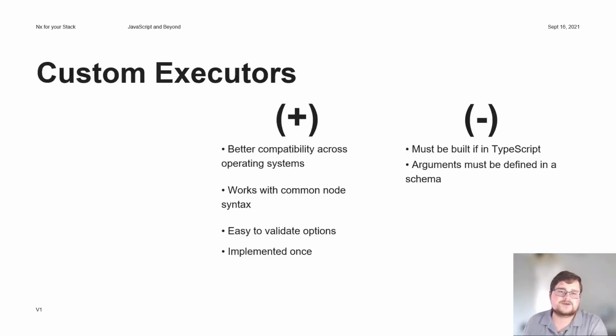Now, on the cons, we do have that the project has to be built before it can be run. We already addressed this a little bit in our demo where we added target dependencies to make sure that happens. And then the other one is that your arguments must be defined in a schema. So that's kind of a double-edged sword, right? You get to easily validate them, but if you have a plugin that has to support all of the options the CLI tool does, you might end up redefining a lot of them.